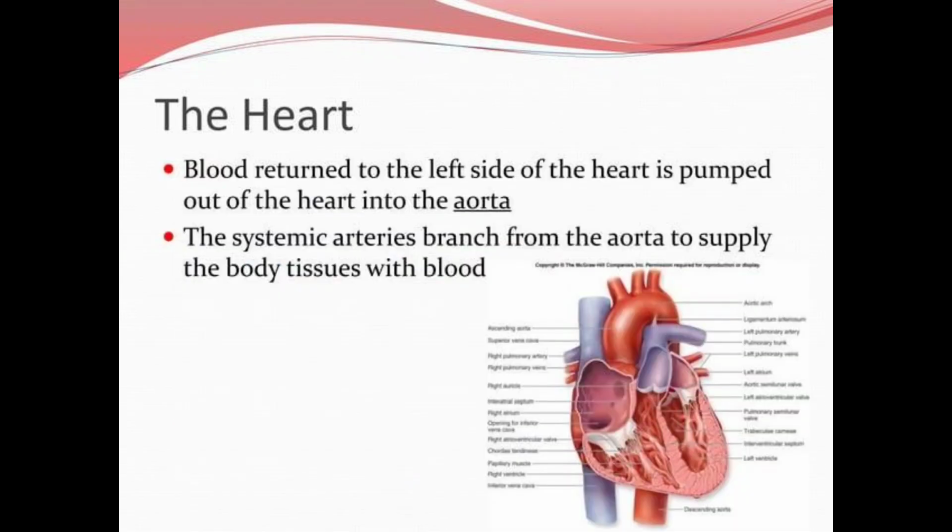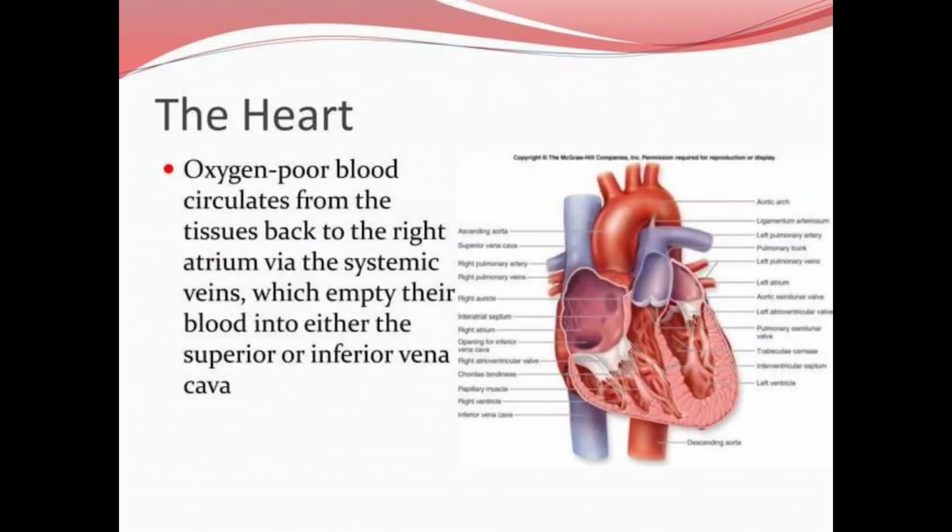The blood returns to the left side of the heart and is pumped out of the heart into the aorta, and this blood is pumped into the aorta, and the systemic arteries branch from the aorta to supply the body tissue with blood, and each and every cell of the body is supplied by this blood, oxygen will be taken from this blood and they start the function. Next क्या है, heart oxygen-poor blood circulates from the tissue back to the right atrium via the systemic circulation.